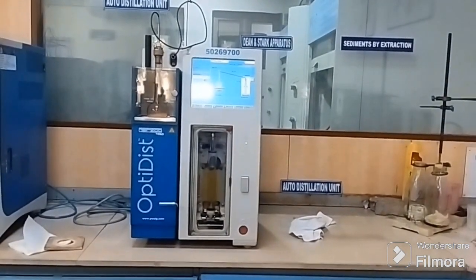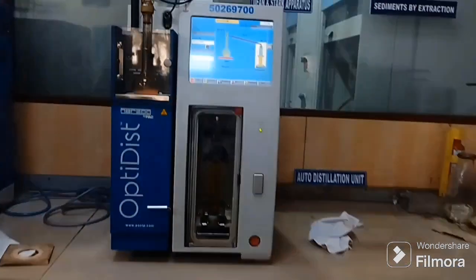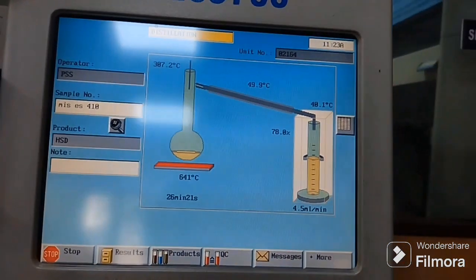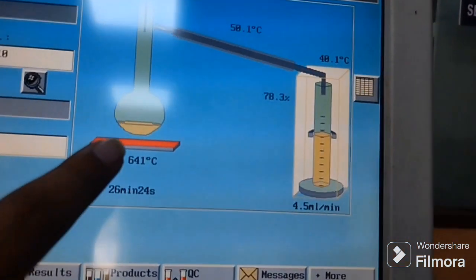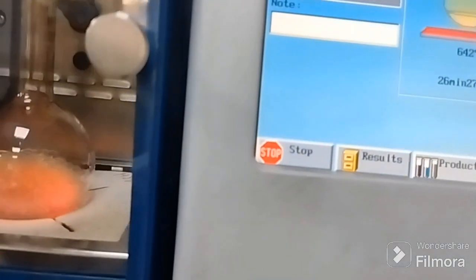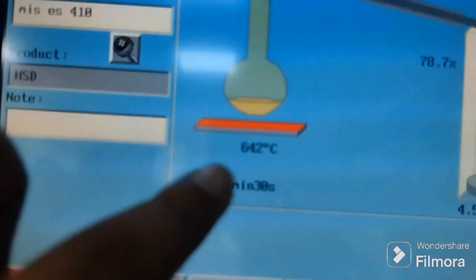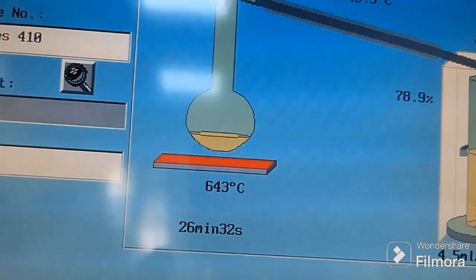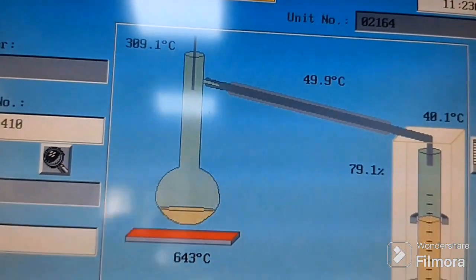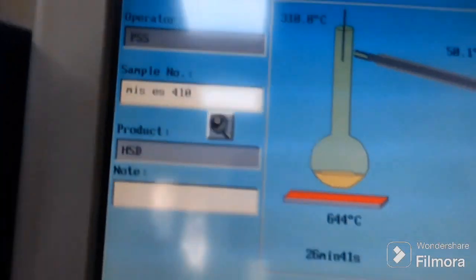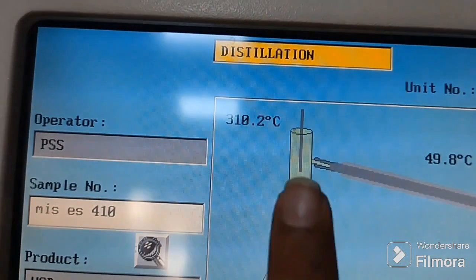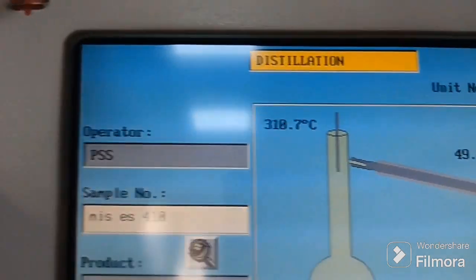Now, this is the whole setup. Here we have the base plate, the white one, right? Beneath that base plate is the heater, whose temperature is 643 degrees Celsius, as displayed on the screen. Here what I'm pointing towards is the PT100 temperature probe, right? And that has to be placed right at the center of this distillation flask.